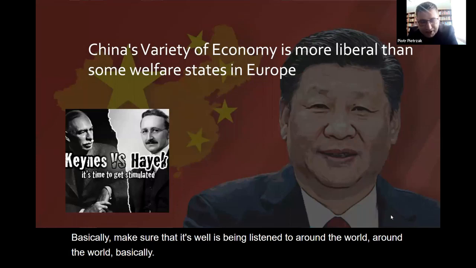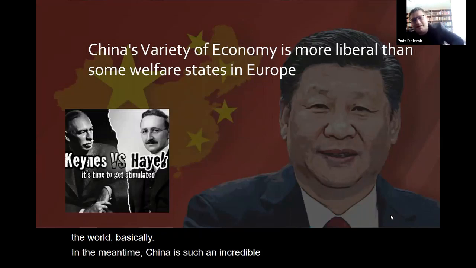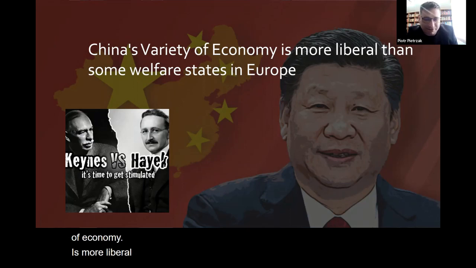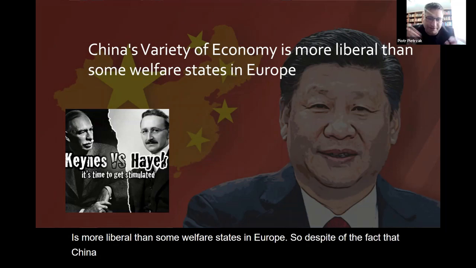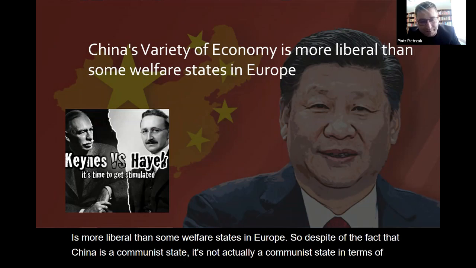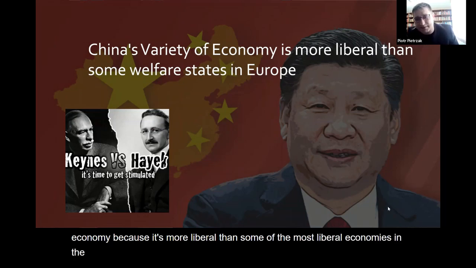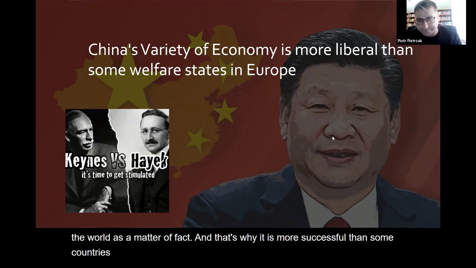In the meantime, China is such an incredible example because China's variety of economy is more liberal than some welfare states in Europe. Despite the fact that China is a communist state, it's not actually a communist state in terms of economy, because it's more liberal than some of the most liberal economies in the world, as a matter of fact. And that's why it is more successful than some countries such as Russia, for instance.